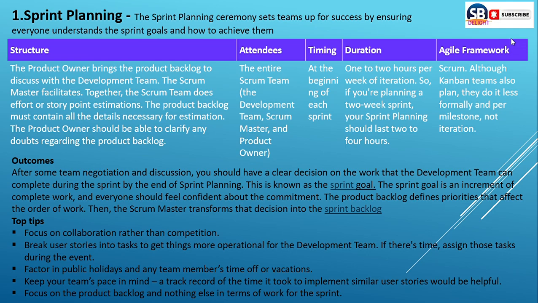See, the sprint planning ceremony sets teams up for success by ensuring everyone understands the sprint goal and how to achieve it. Like structure, attendance, time, and agile frameworks. We will discuss one by one. Structure means the product owner brings the product backlog to discuss with the development team. The Scrum Master facilitates, and together the Scrum team does effort or story point estimation. The product backlog must contain all the details necessary for estimation. The product owner should be able to clarify all doubts regarding the product backlog.